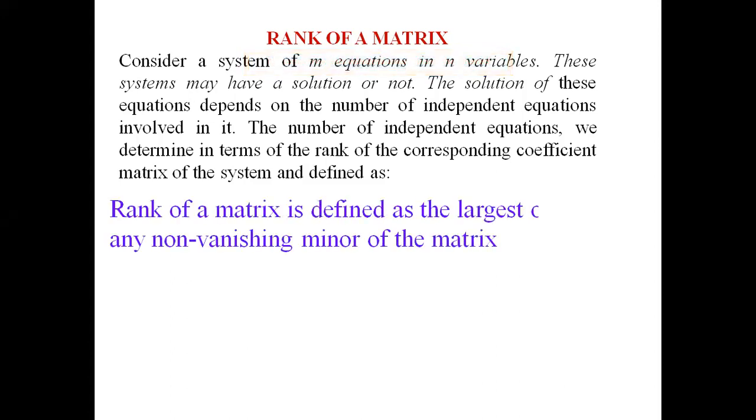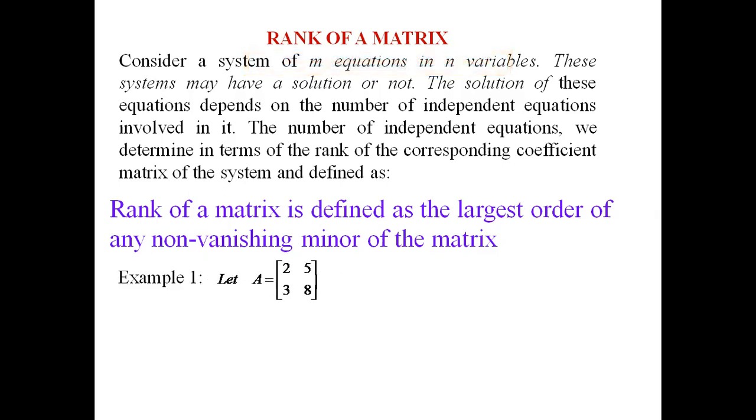So the rank of a matrix is defined as the order of the largest square matrix whose determinant is not equal to 0. It is also called the non-vanishing minor of the matrix. Non-vanishing minor of the matrix means it is the order of the largest square matrix whose determinant is not equal to 0. So we shall see one simple example.